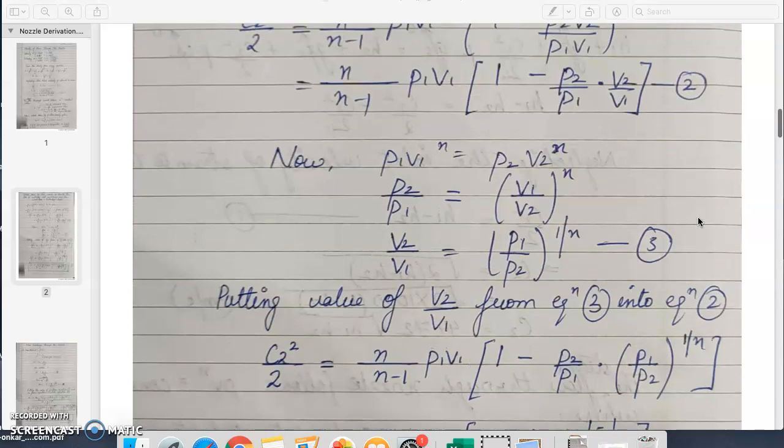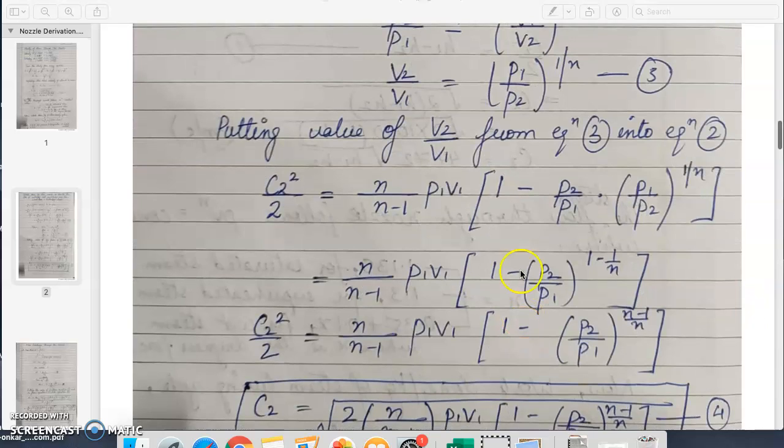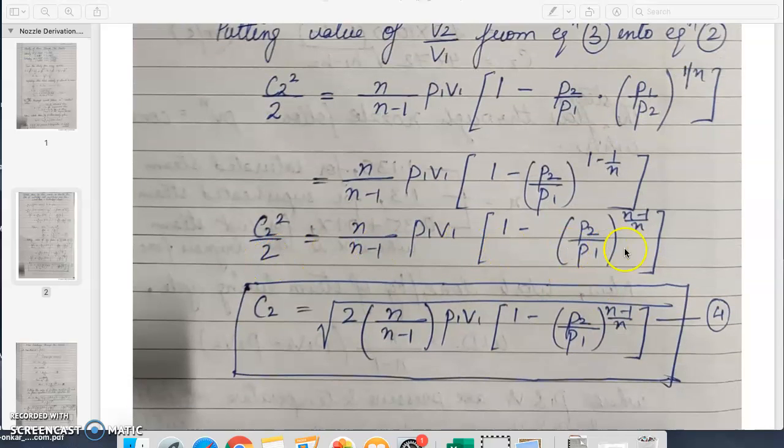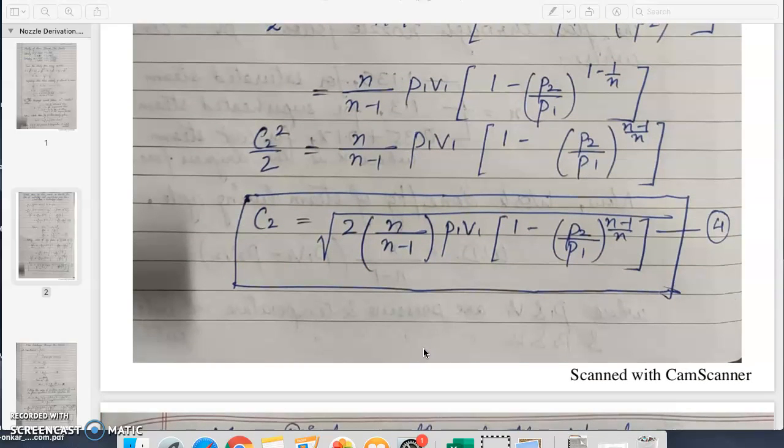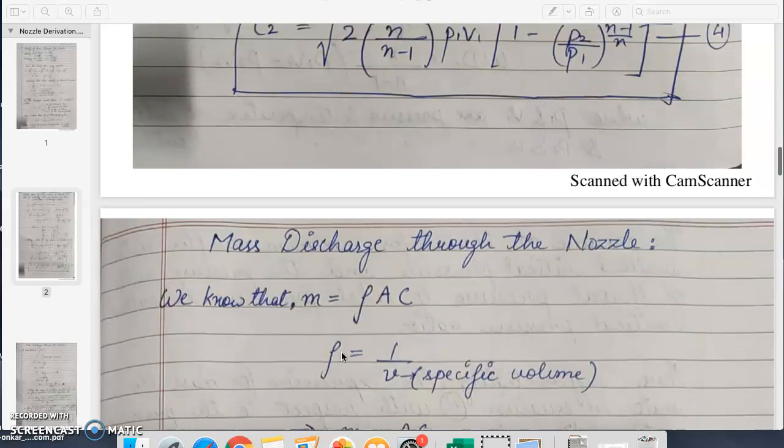So now we have to put this value of V2 by V1 into this equation of C2 square by 2. So we are putting the value of V2 by V1 from equation 3 into equation 2, and we get this. While calculating this we get the formula as this. So C2 can be written as under root of 2n upon n minus 1 P1 V1 into 1 minus (P2 by P1) raised to the power (n minus 1) upon n, and we give the name 4 to this equation.